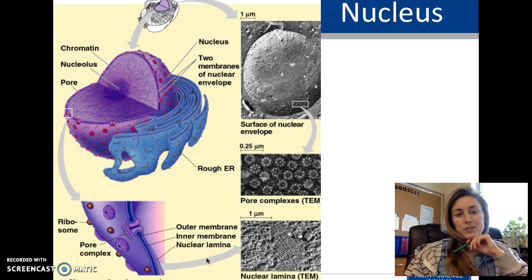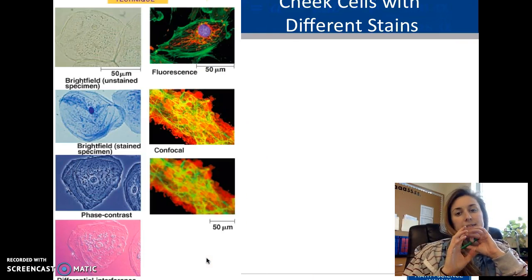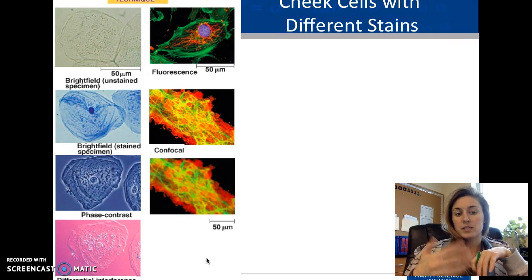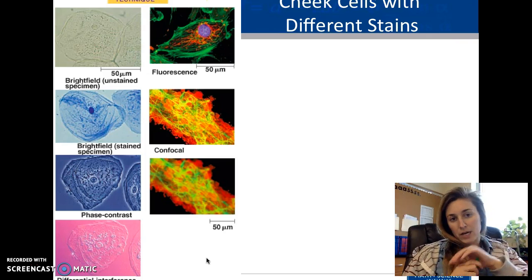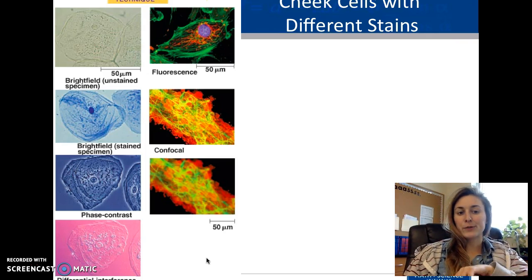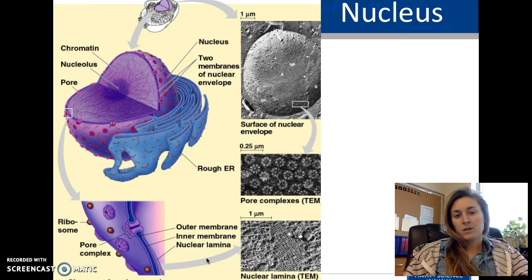These are a couple different cells that came from someone's cheek with different stains. This would be your animal eukaryotic cell. It's very clear to see the nucleus in all of them, depending on what stain it has. All of the other organelles are very, very small in comparison. So we talk about the nucleus first, because that is clearly the most present.